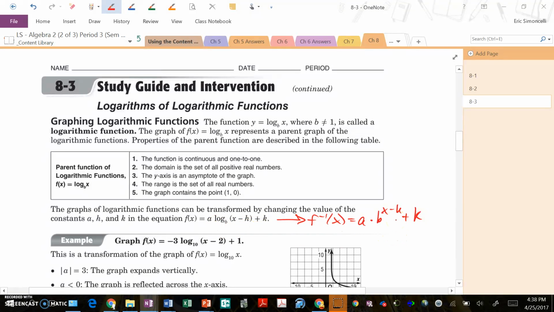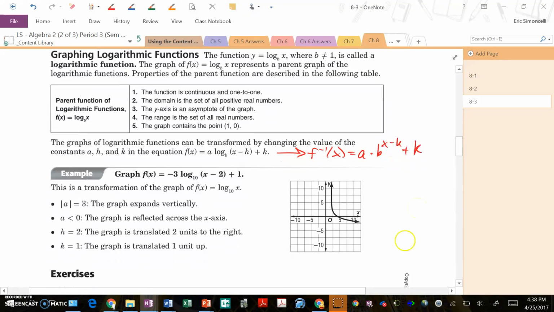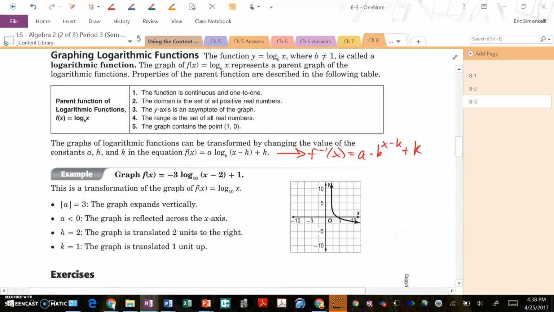and we've discussed it. For example, graph f of x equals negative 3 log base 10 of x minus 2 plus 1. This is a transformation of the graph of f of x equals log base 10 of x. Now log base 10 of x, I'm going to go ahead and graph using a separate parent function setup. So y equals log base 10 of x.